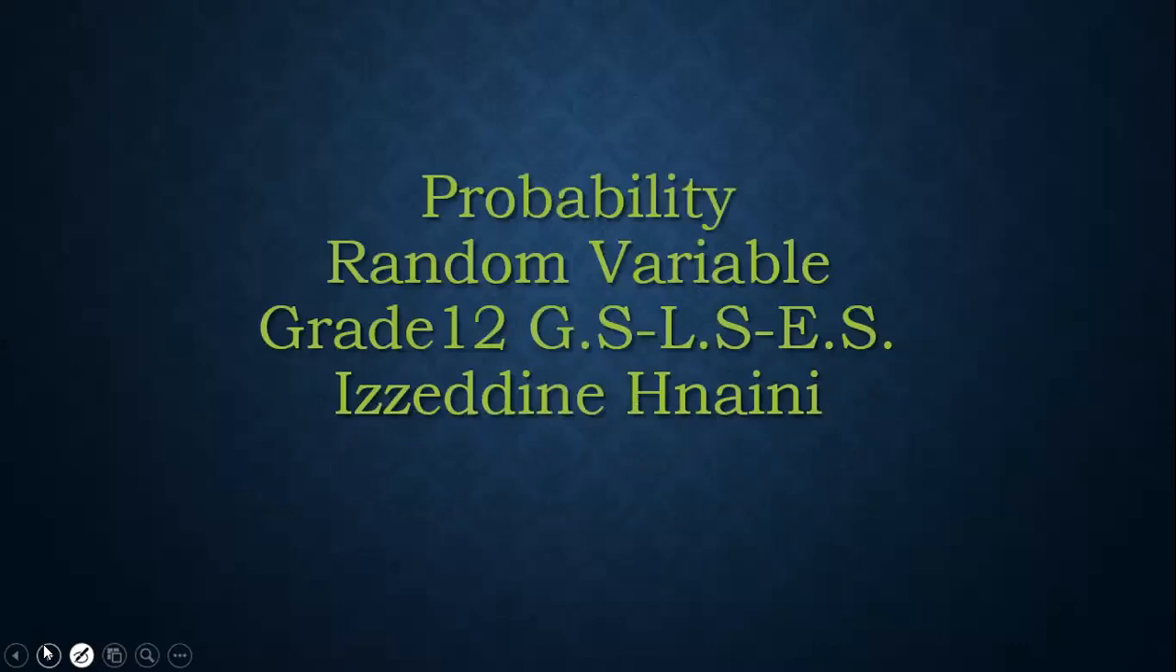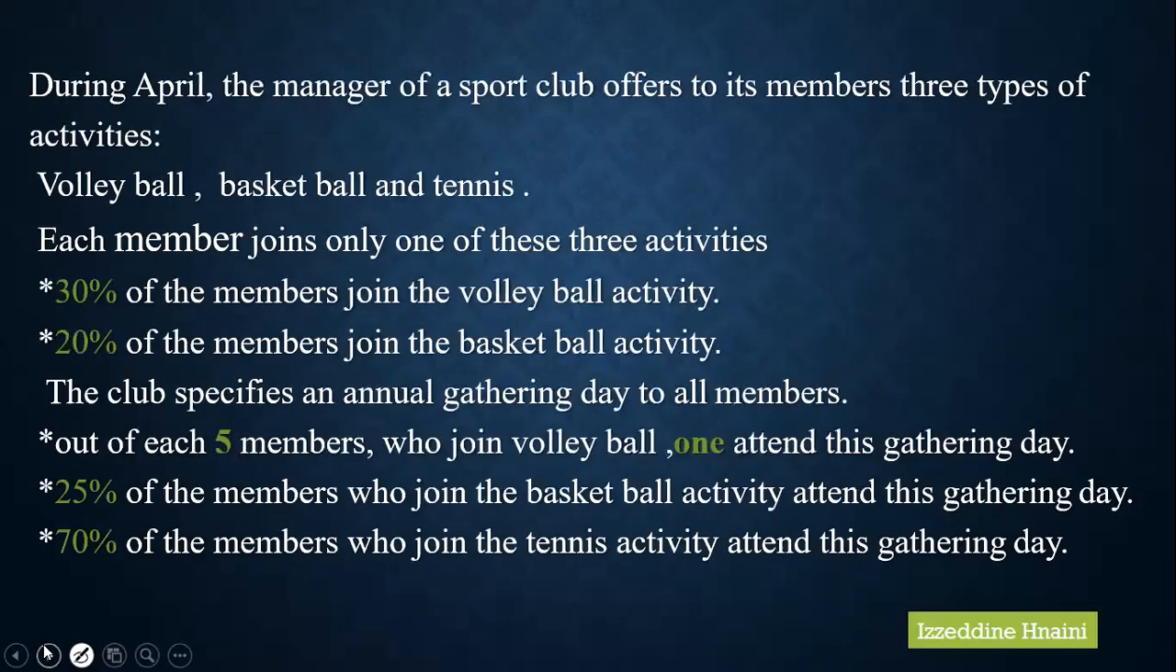Probability, random variable, grade 12 GS LS ES. During April, the manager of a sport club offers its members 3 types of activities: volleyball, basketball, tennis. Each member joins only one of these 3 activities.